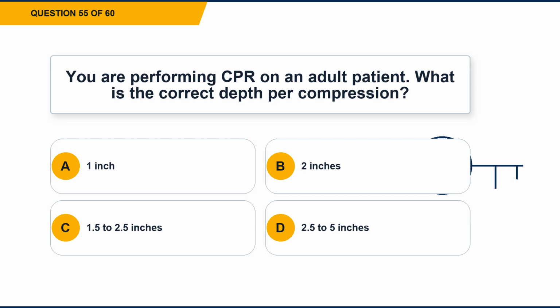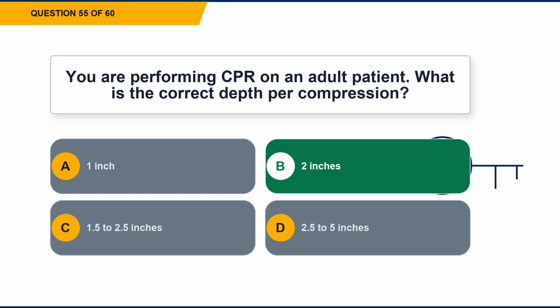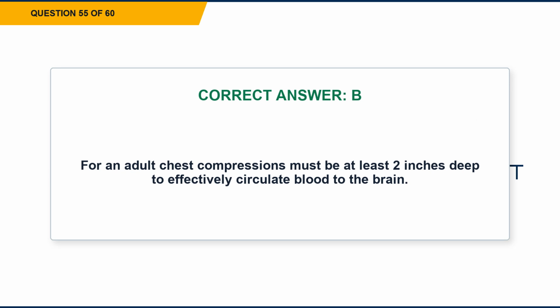Question 55. You are performing CPR on an adult patient. What is the correct depth per compression? Option A, 1 inch. Option B, 2 inches. Option C, 1.5 to 2.5 inches. Option D, 2.5 to 5 inches. The correct answer is option B, 2 inches. Explanation: for an adult, chest compressions must be at least 2 inches deep to effectively circulate blood to the brain.